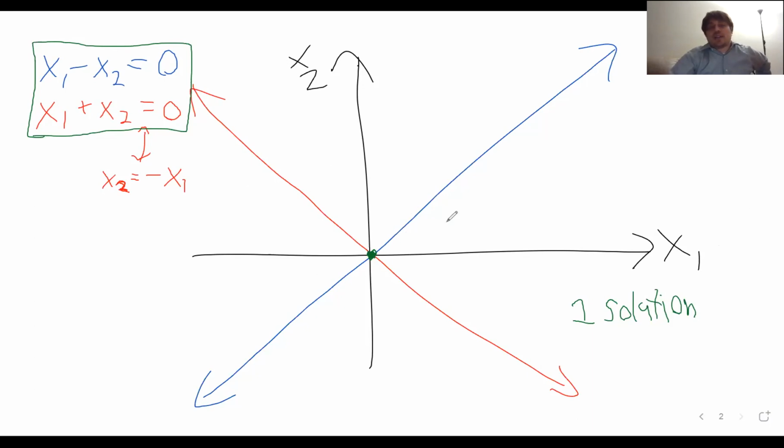Also, if you plug in anything else other than 0 and 0, it doesn't work for both. So if I plugged in 1 comma 0, x1 equals 1, x2 equals 0, you get 1 minus 0 is not 0, and 1 plus 0 is not 0, right? So this would fail. Any point other than this point is not on the intersection of these two lines and corresponds with an assignment which does not satisfy every equation of this linear system. So this linear system has exactly one solution. This is the example of case 2.